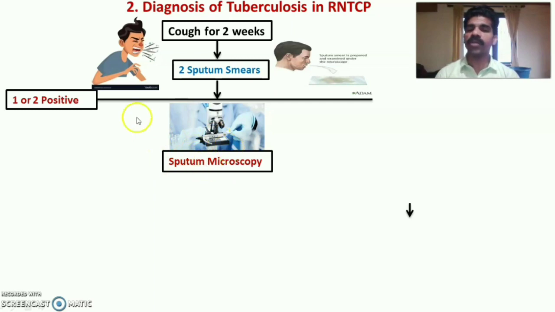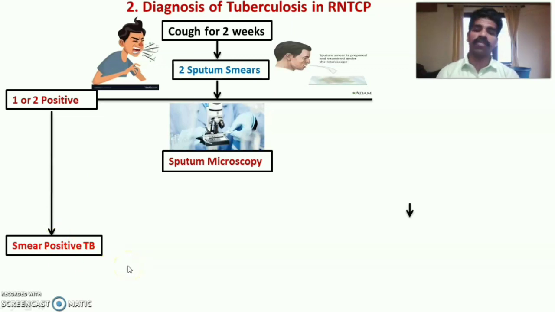After the sputum microscopy, if either 1 or 2 sputum smears are positive for Mycobacterium tuberculosis, then the person is considered a smear positive TB case. So if the person has cough for more than 2 weeks, 2 sputum smears have to be taken for sputum microscopy. Then if either 1 or 2 sputum smears become positive for the tubercle bacilli, or Mycobacterium tuberculosis, the person is considered as having smear positive TB. That is the confirmed diagnosis of TB.